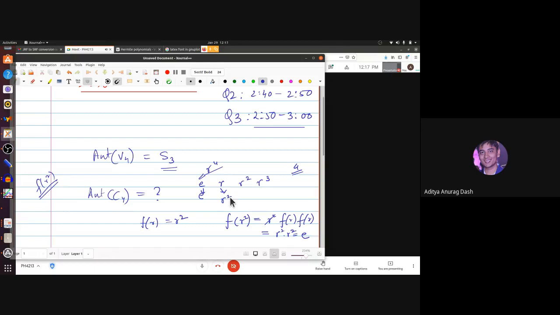Which will determine the whole. So I think, yeah, the moment you say R goes to R cube, then you have no further choices. That fixes what R square goes to, and that also fixes what R cube goes to, right? Yes, sir.